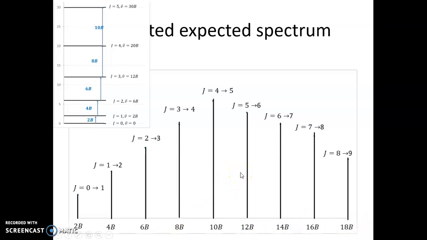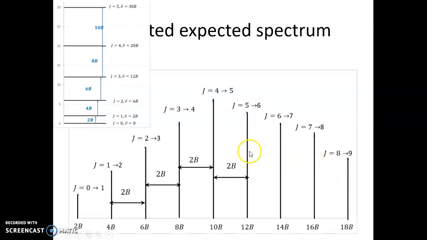What we notice is that the separation between the energies that are absorbed, 2B and 4B, that's 2B, the separation between each peak, 4B and 6B, 2B, 6B and 8B, 2B. So you have a separation of 2B, 2B, 2B, 2B. So if you have a spectrum, the lines are approximately 2B apart. That's from what we have discussed.